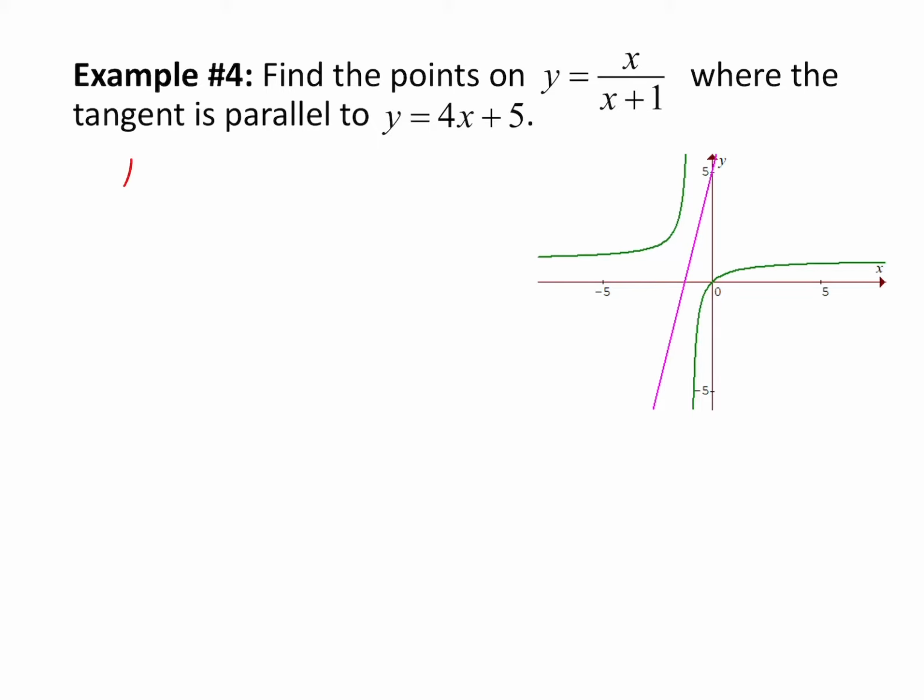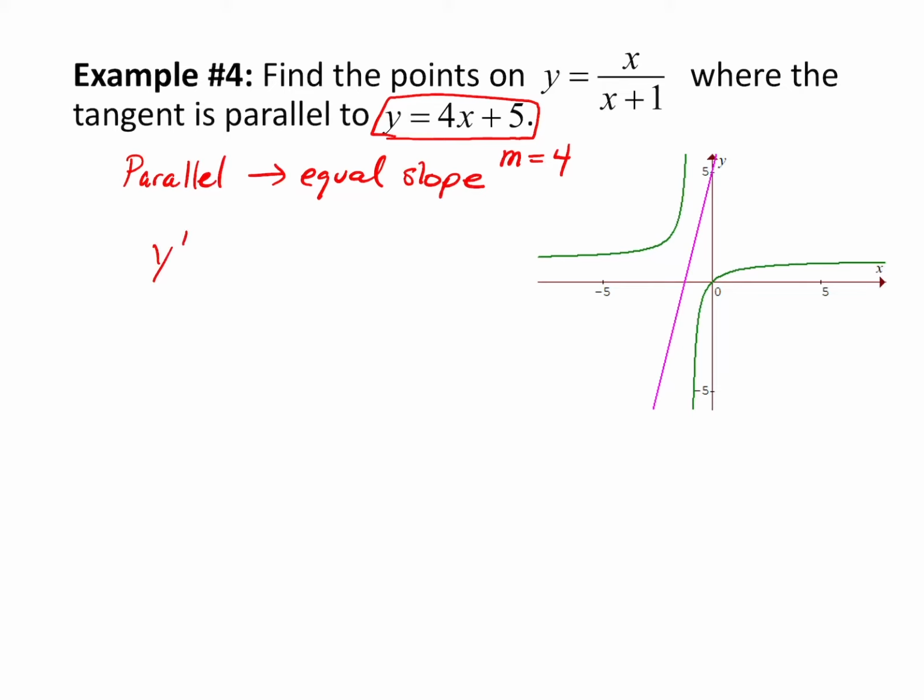So lines are parallel when their slopes are equal. So we want to find where the tangent line would have a slope equal to the slope of this line. The line y equals 4x plus 5 has a slope of 4. So we want to find where the tangent line to x over x plus 1 would also have a slope of 4. So we want to find out where y prime equals 4. So we want to solve this equation. We want to find what x values will make y prime equal to 4.